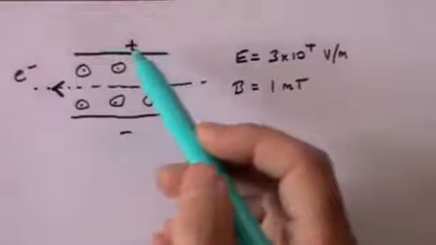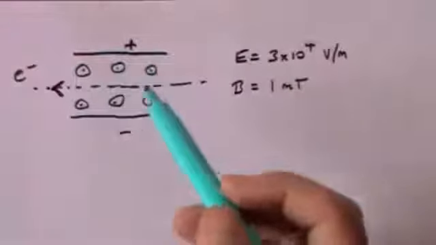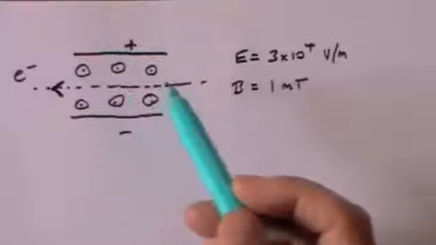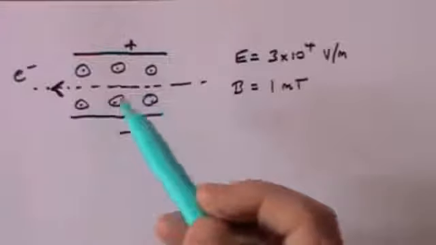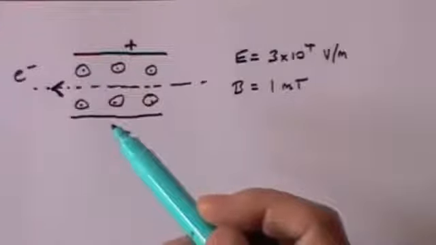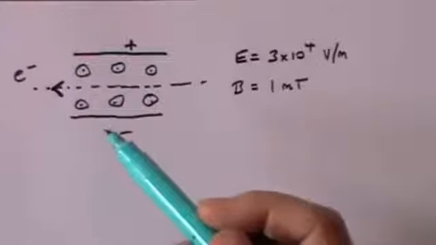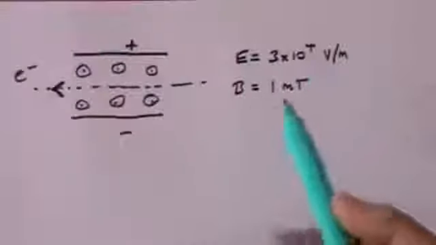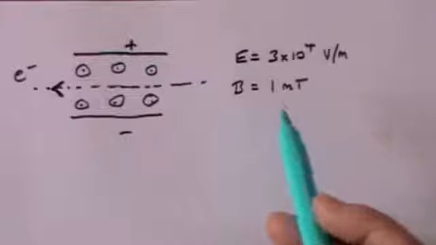Now, of course, what the electric field will do is to cause the electrons to move towards the positively charged plates, but the magnetic field, if you do Fleming's left-hand rule, will cause the current to flow downwards. And if the electrons neither turn up nor down, it means that the two fields, or rather the forces caused by the two fields, are exactly balanced. And the question is, what is the velocity of the electrons if the electric field is 3 times 10 to the 4 volts per meter and the value of the magnetic field is 1 millitesla?